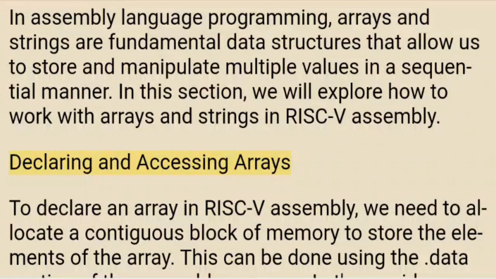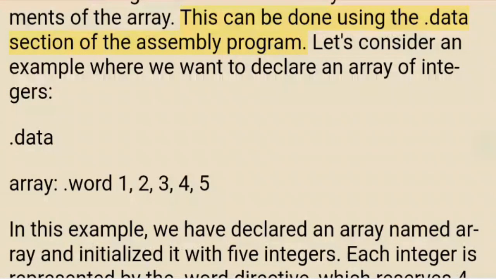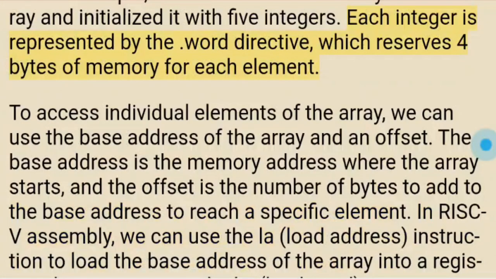Declaring and accessing arrays. To declare an array in RISC-V assembly, we need to allocate a contiguous block of memory to store the elements of the array. This can be done using the data section of the assembly program. Let's consider an example where we want to declare an array of integers. .data array: .word 1, 2, 3, 4, 5. In this example, we have declared an array named array and initialized it with 5 integers. Each integer is represented by the .word directive, which reserves 4 bytes of memory for each element.